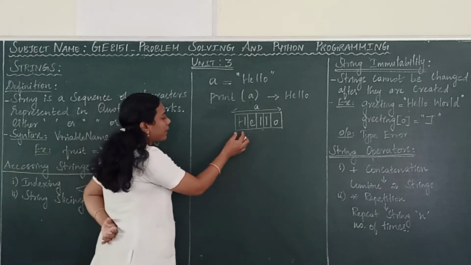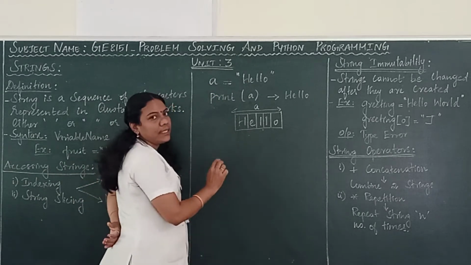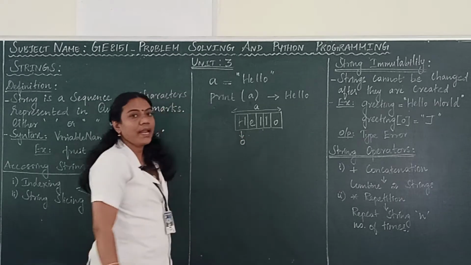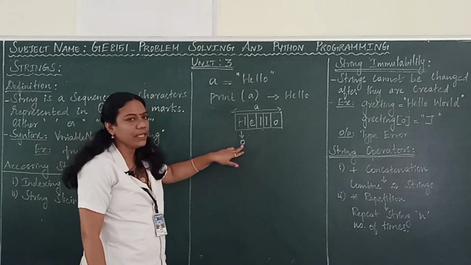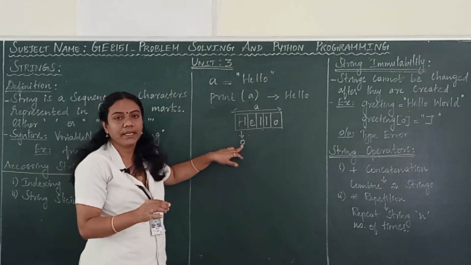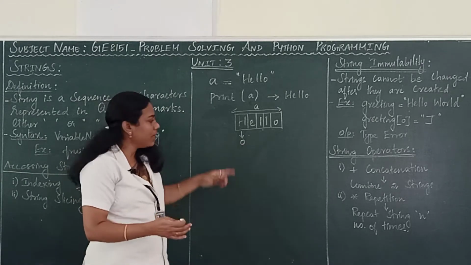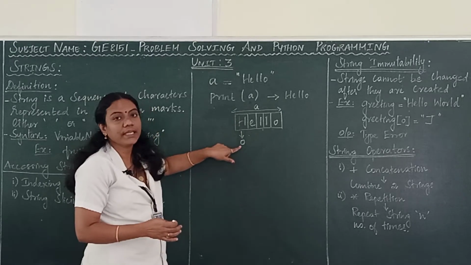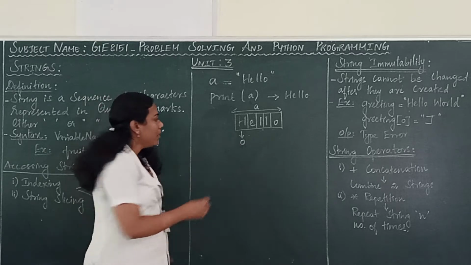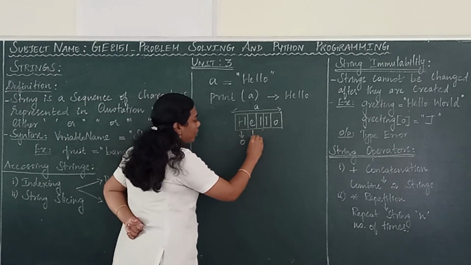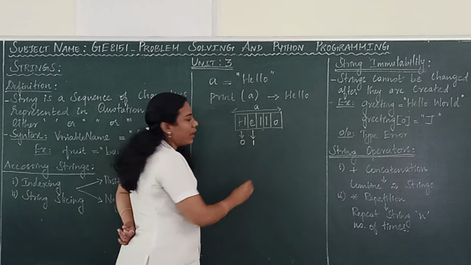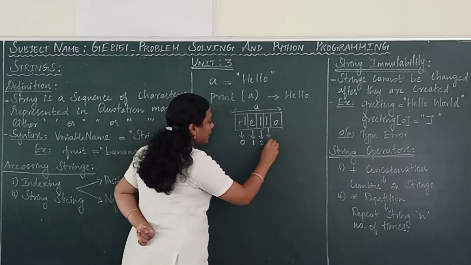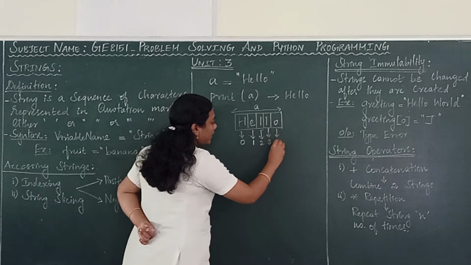The first character is represented by the position 0. This value is called the index value, or index position. Note that the array index or string index starts from 0. The second character is represented by the value 1, the third character by 2, the fourth character by 3, and the fifth character by 4.